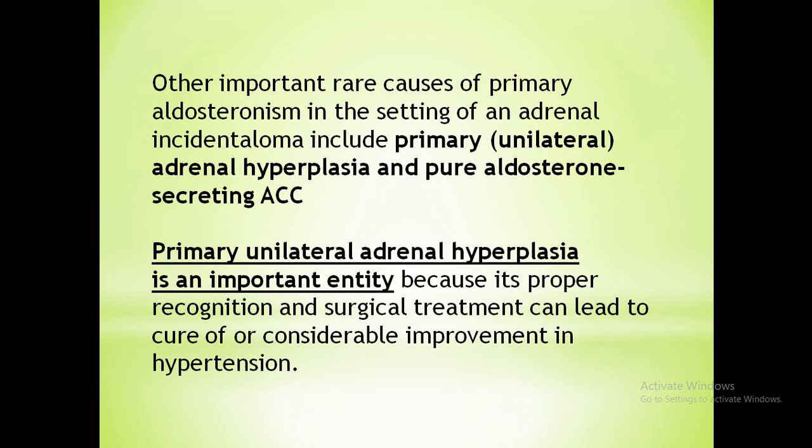Other causes of primary aldosteronism are adrenal hyperplasia and pure aldosterone secreting ACC. So unilateral adrenal hyperplasia is an important entity because if it is recognized, the surgical treatment can lead to a reversal of the symptoms and can give a much better prognosis for the patient.